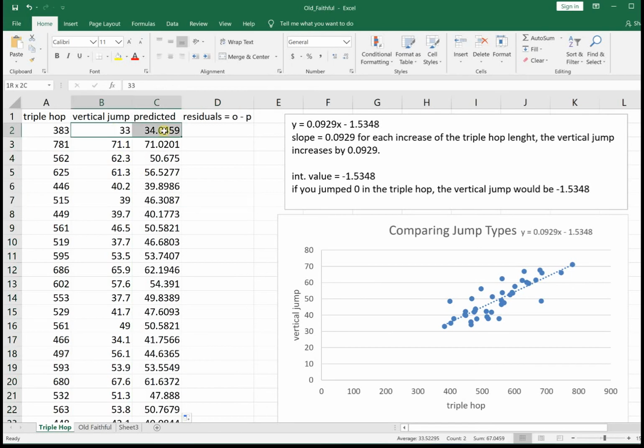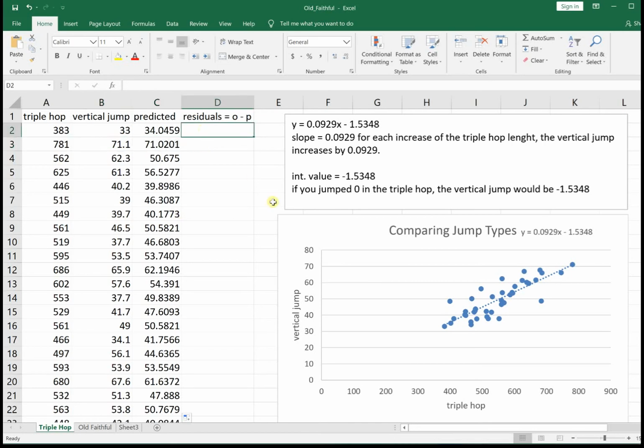So we can see for the first one, there was an actual vertical jump of 33, but we predicted 34.05. So that's an over prediction. The next one, the actual jump was 71.1, but we predicted 71.02. So that's an under prediction.